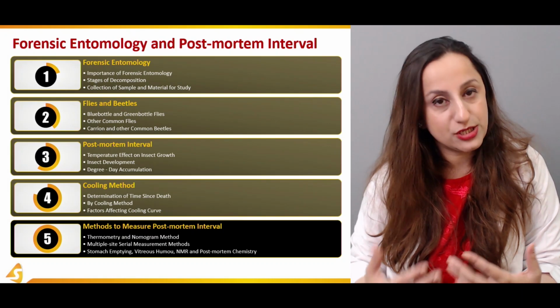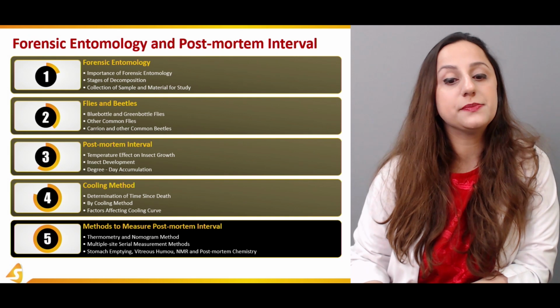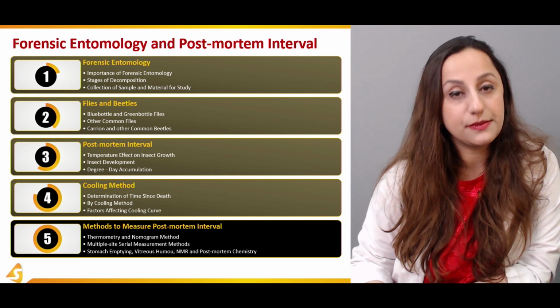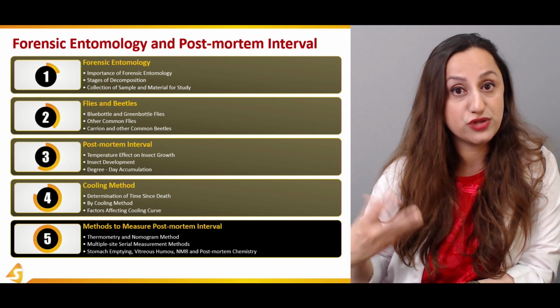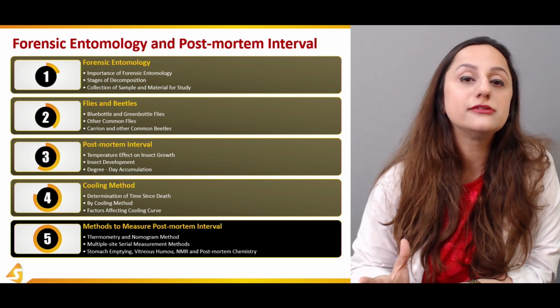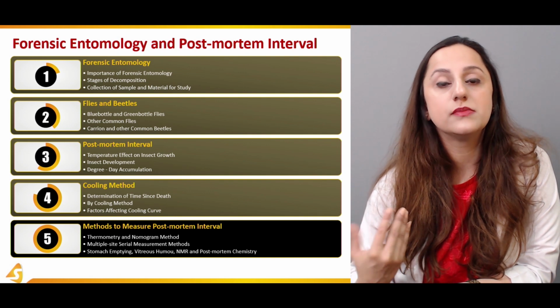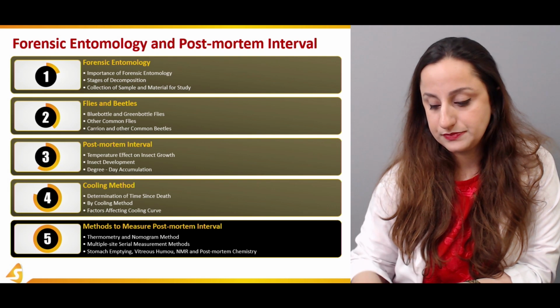So, the thermometry and the nomogram method. Secondly, we'll be dealing with the multiple site serial measurement methods. And lastly, the stomach emptying. The biochemical changes in the vitreous humor are very important. The nomogram methods and the post-mortem chemistry of the dead body basically tell us how much time has passed after death.